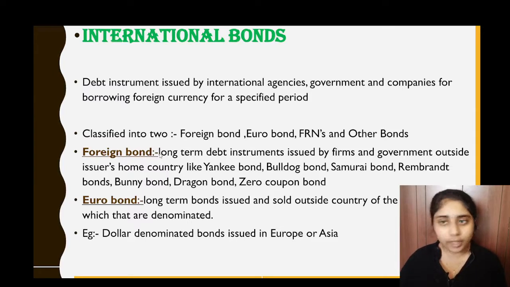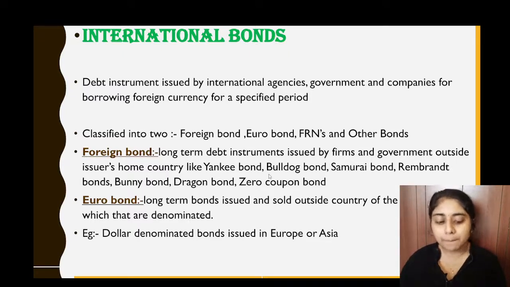So what is a foreign bond? Foreign bonds are long-term debt instruments issued by firms and governments outside the issuer's home country. We can take the example of a Yankee bond. A Yankee bond is a foreign bond issued in the US and denominated in US dollars. Then comes the Bulldog bond. Bulldog bonds are foreign bonds issued in the United Kingdom. Samurai bonds are also foreign bonds, which are issued in Japan.